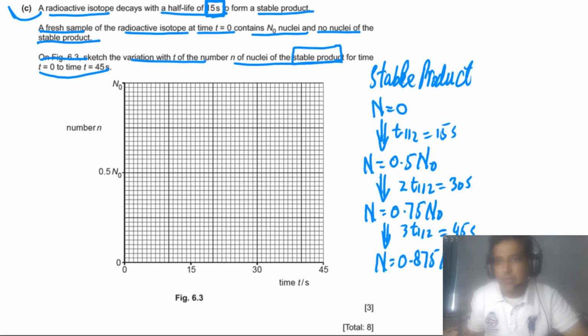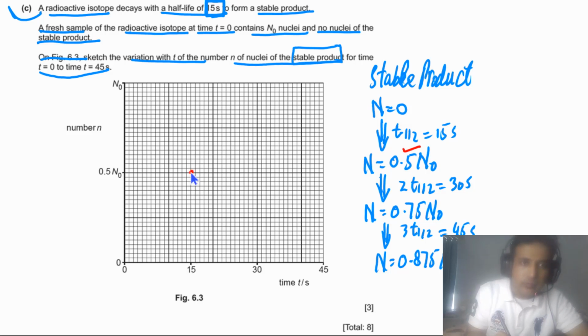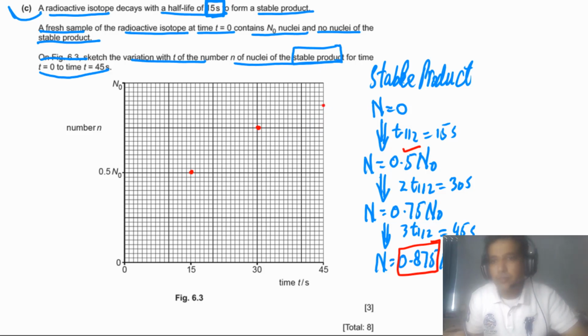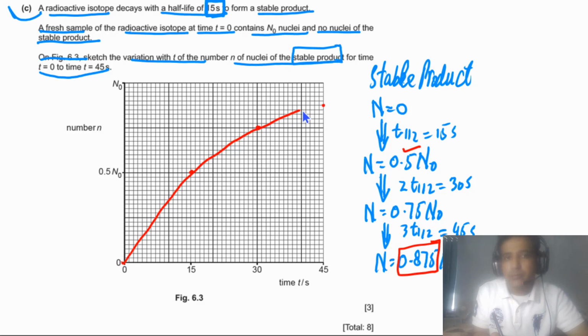Now simply we need to label these points. So after one half-life we will have 0.5, after 2 half-lives we will have 0.75, and after 3 half-lives we will have 0.875. So half of the remaining every time. Now simply we need to sketch this, so we need to connect these dots. So this is a growth graph, an exponential growth graph, and the shape will look like this. So this is how you need to sketch.